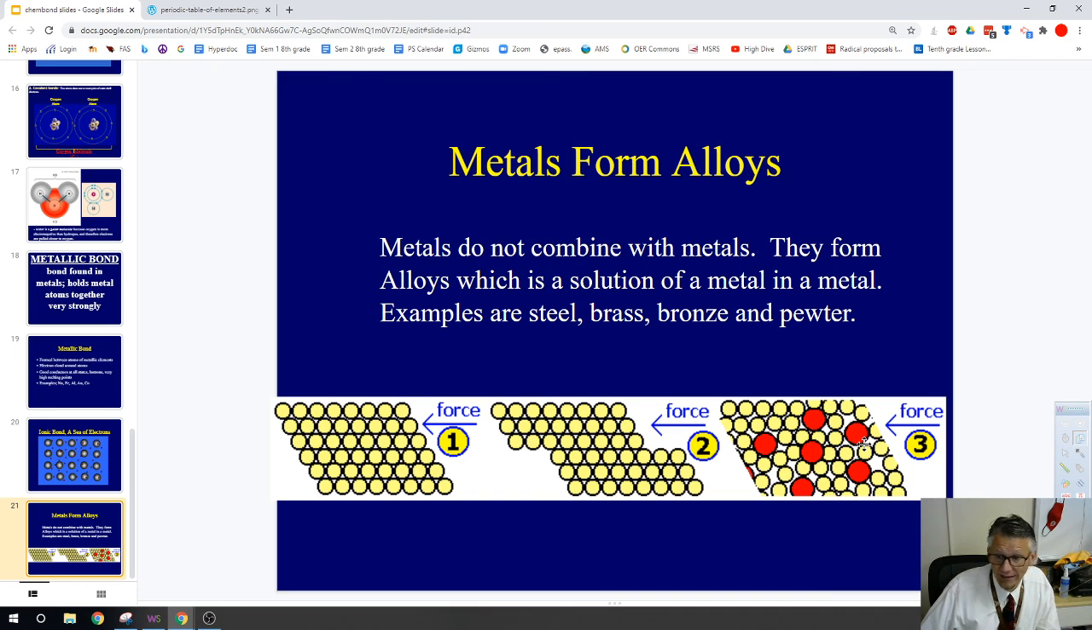So that's bonding, and I'm sorry this got a little long, but I want you to be able to recognize ionic, covalent, and metallic bonding. I'm not going to make you draw it. I'm going to give you an example, and you should be able to choose which of the three it is.